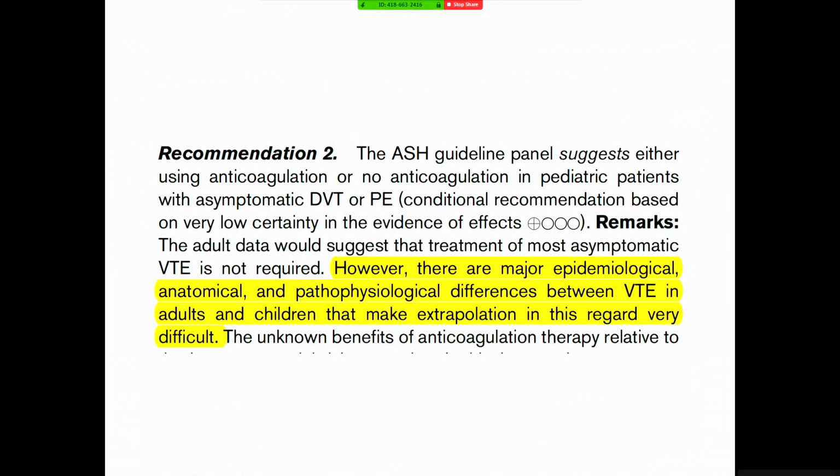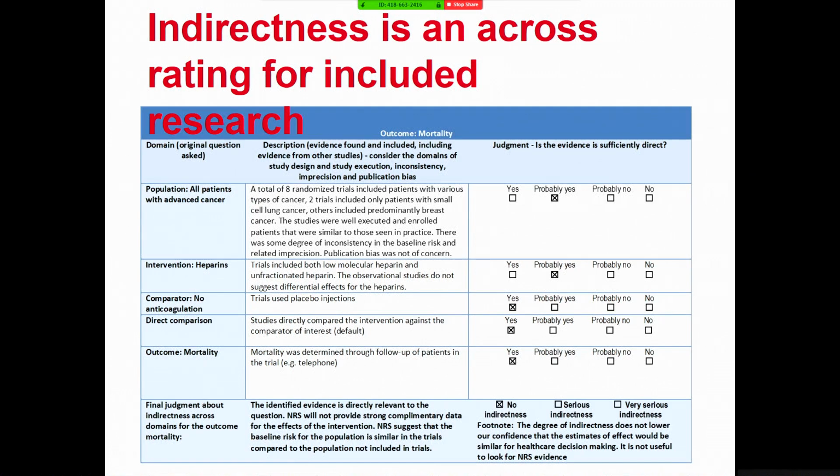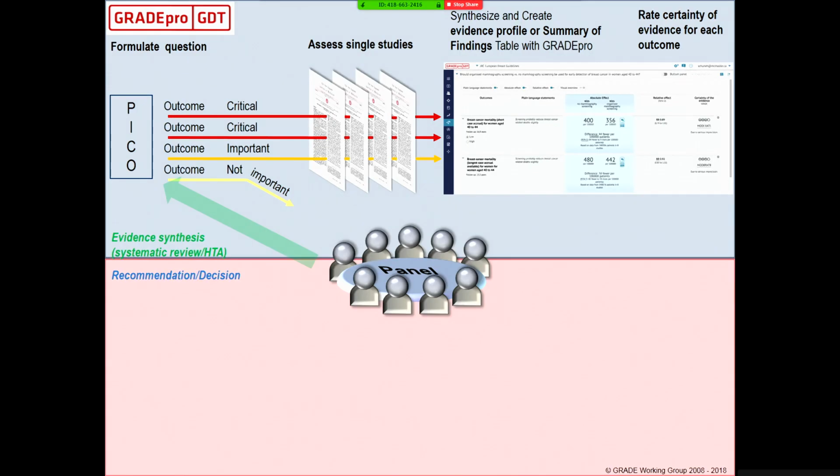And at the same time, when evidence is indirect, so not the direct evidence for that population that you're interested in, you may often say there is low certainty in our decision, but the decision is still the right decision under the circumstances that we have. And then this indirectness rating is done across different studies.